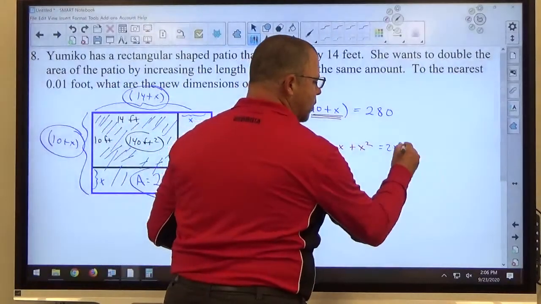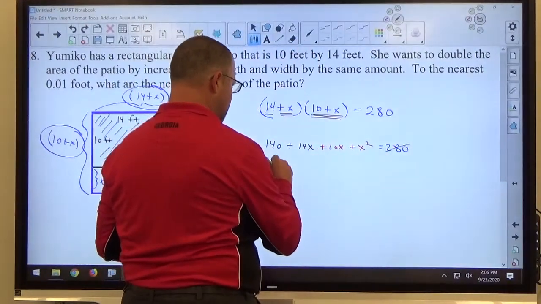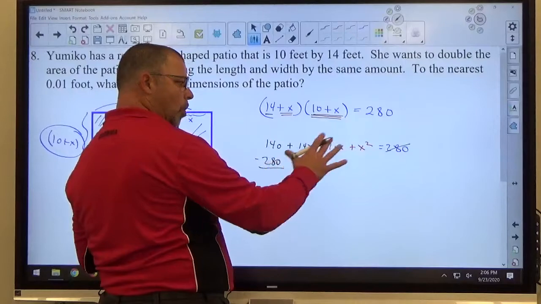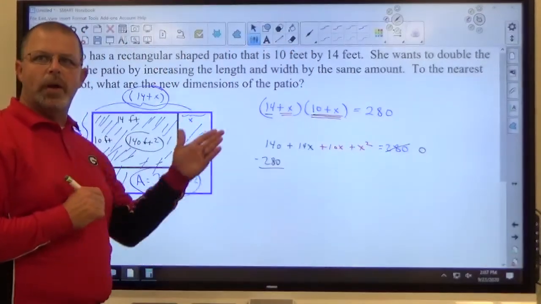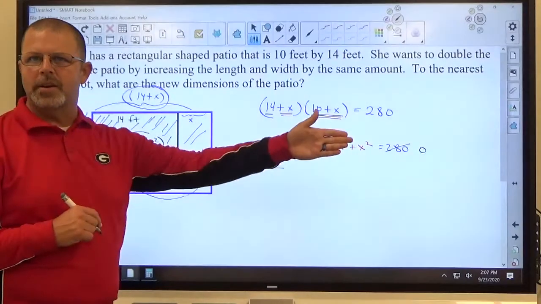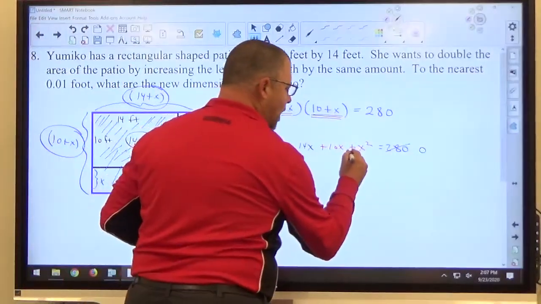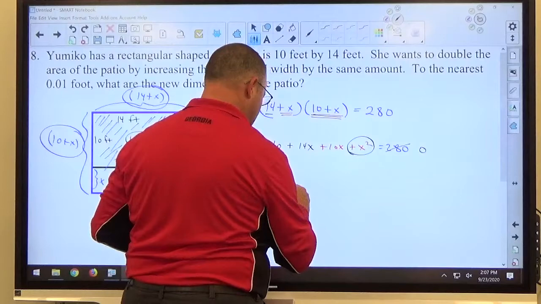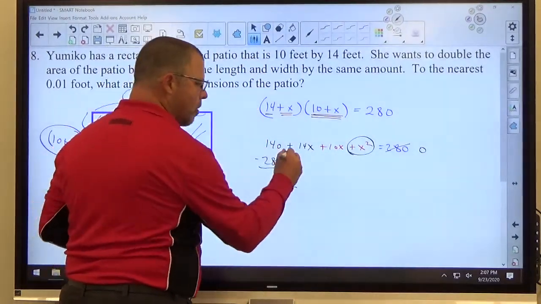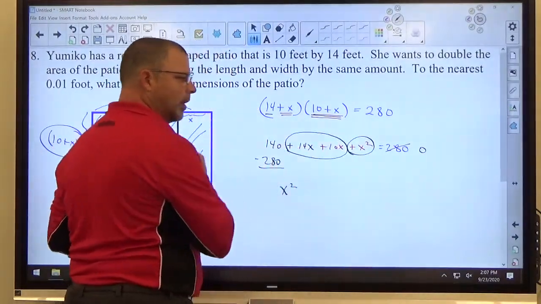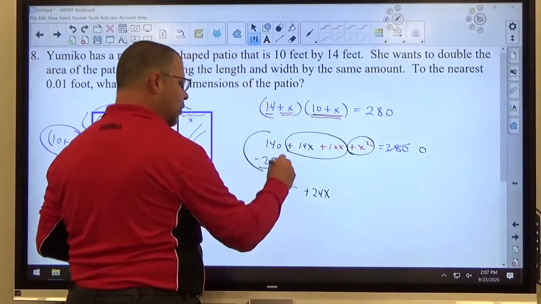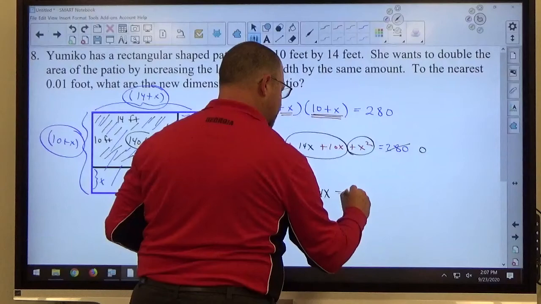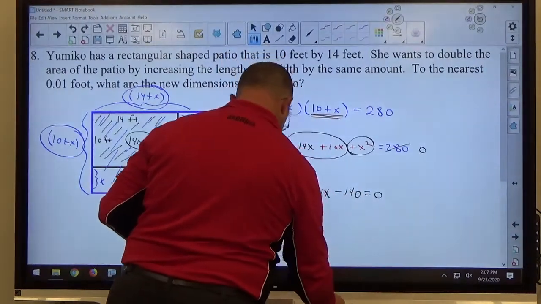So I'm going to chop the 280, put it over here. So now everything over here equals 0. And over here I want x squared, x, constant equals 0. So this is the only object making x squared, so that's the first part of my equation. Both of these things have x. 14x and 10x makes 24x. And these two are both constants, so I get minus 140 equals 0.